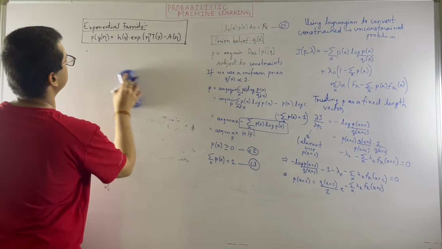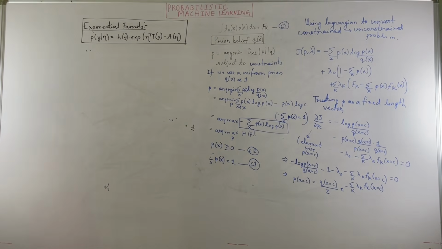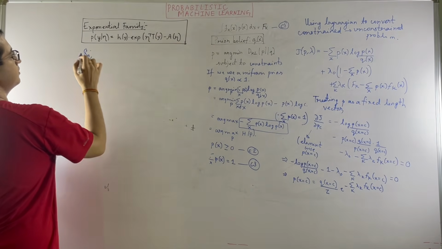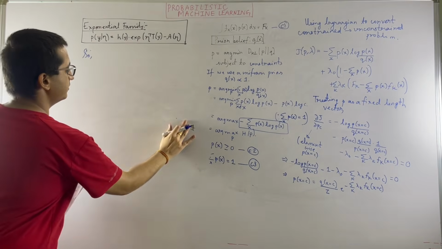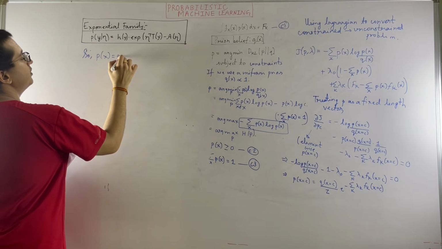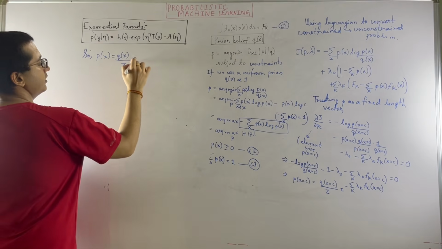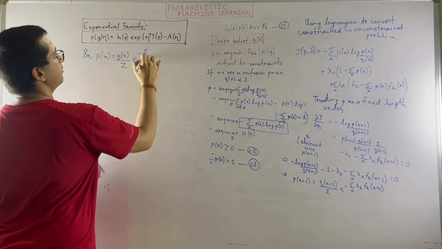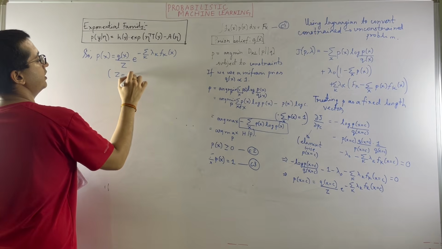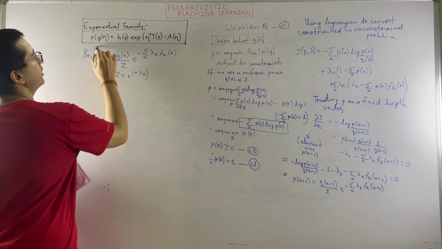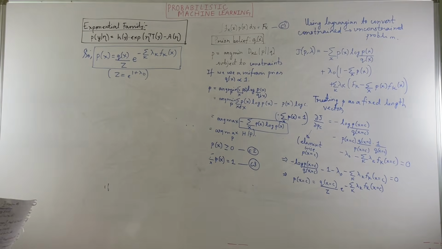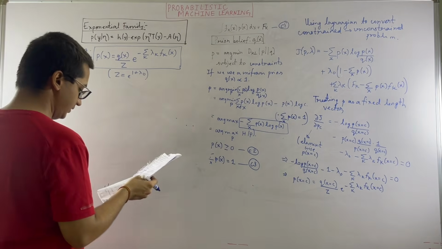I basically get this thing, right? So what do I get? I can write it down as p of x equal to q of x by z, and then e to the power of minus summation k lambda k f k x, where z is equal to e to the power 1 plus lambda naught. Okay. So you get the stuff, right? This is what we get.